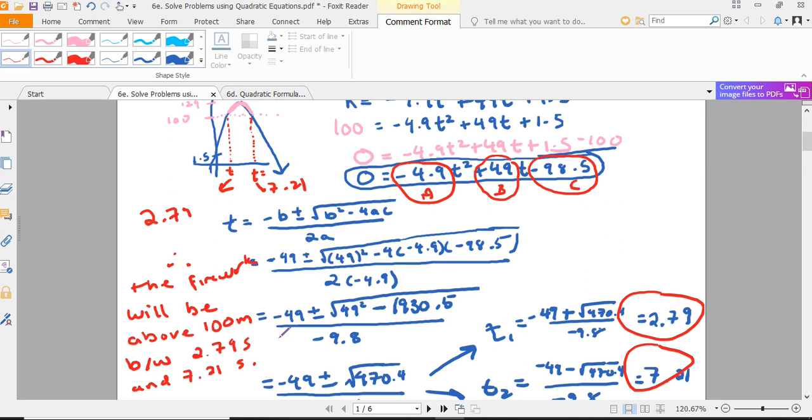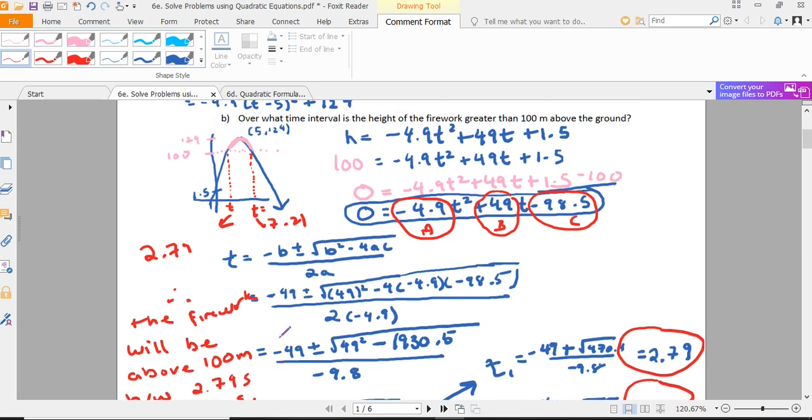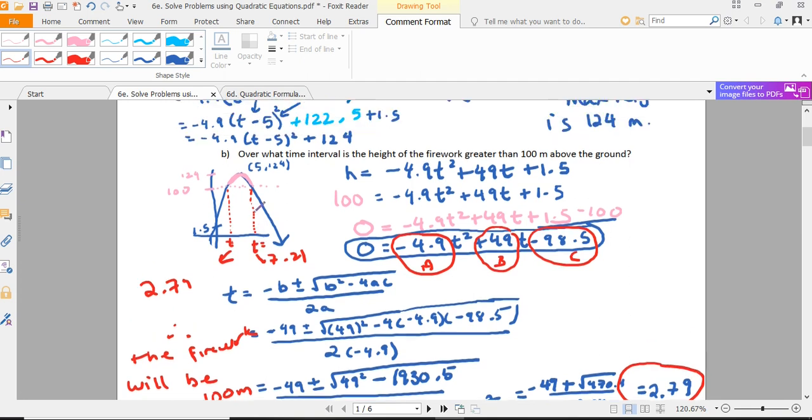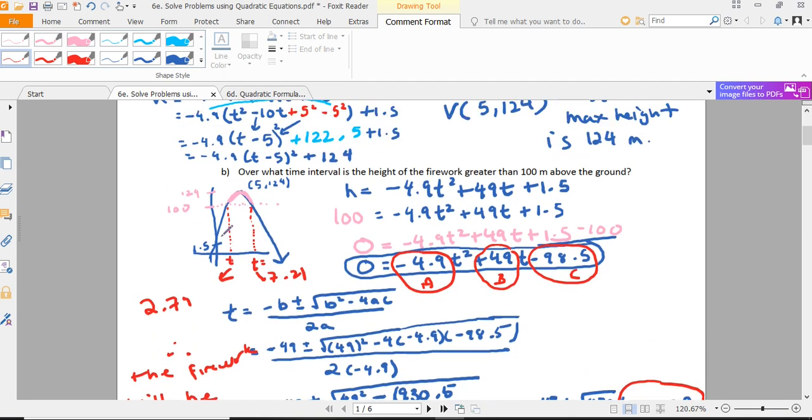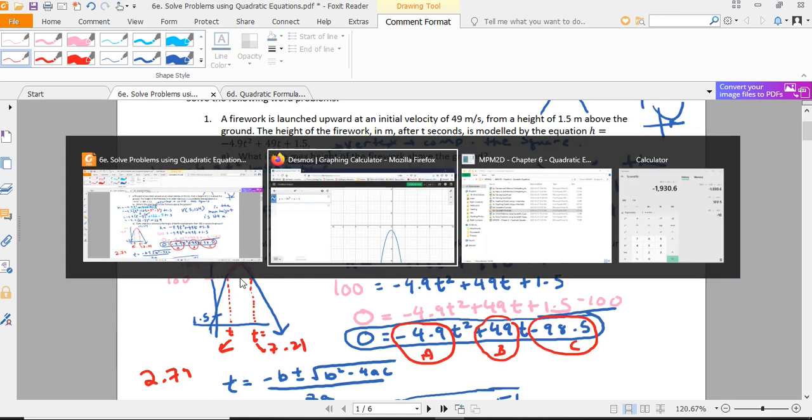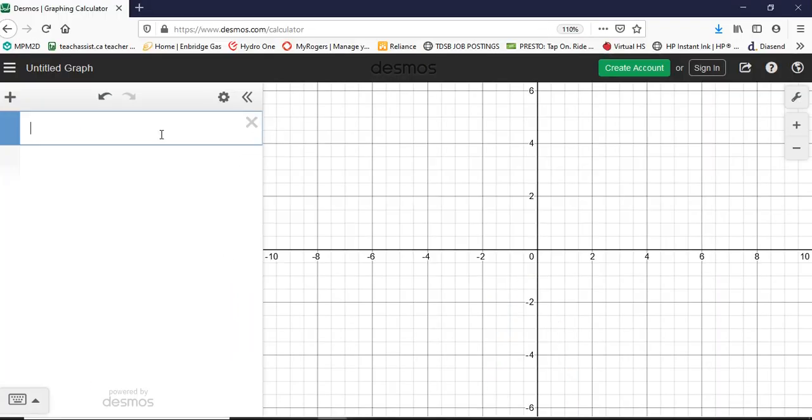Okay, now let's see if that even makes intuitive sense. Well, I know that for a fact at 5 seconds is when it hits the highest, right? So between 5 and 0, this is a 2.79, that makes perfect sense. Okay, so it hits the max at 5 seconds, a max of 124. Now the second time is at 7.21, which is slightly higher than 5. That makes perfect sense.